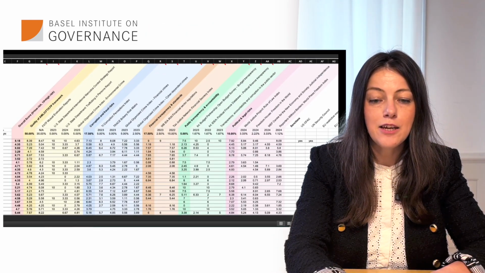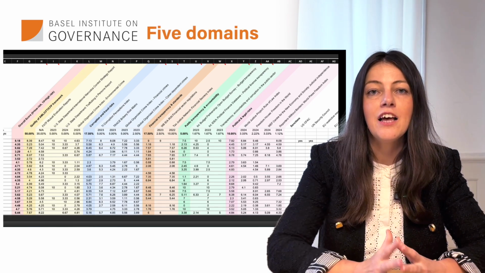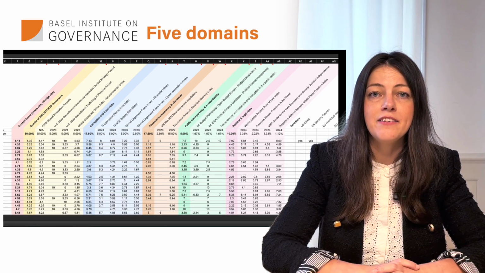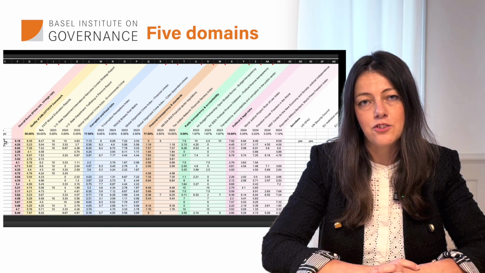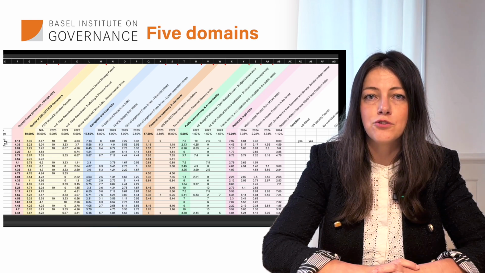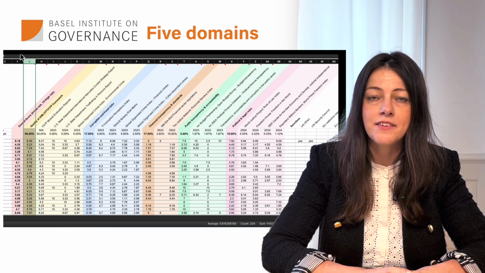Then the colors of the table represent the methodology behind the Basel AML Index, and they answer the basic question: what is a high-risk jurisdiction? And you can see that we have 5 domains to answer this question.